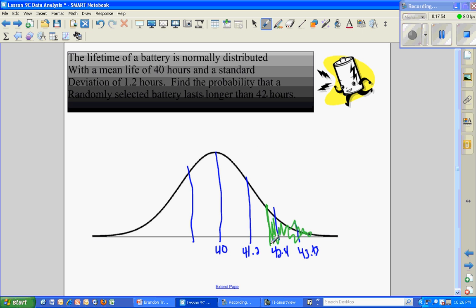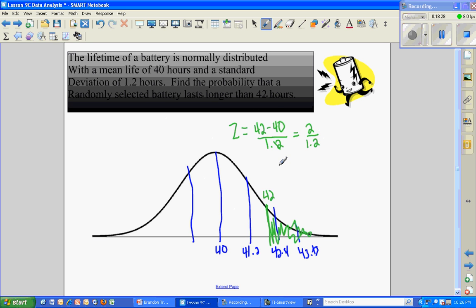So because the number you're looking for, 42, does not fall where we want it to, we need to get a z-score for it. So our z-score is going to be the number we want, 42, minus our mean, 40, divided by our standard deviation, 1.2. So that's 2 divided by 1.2.